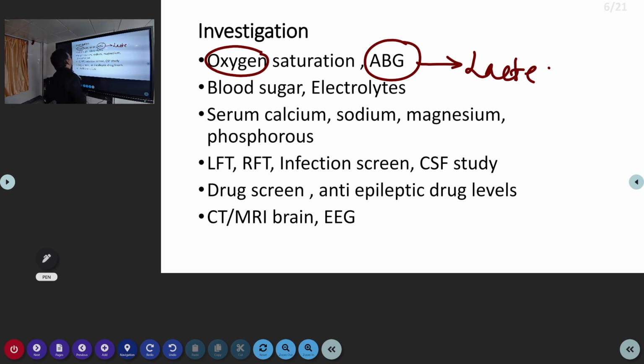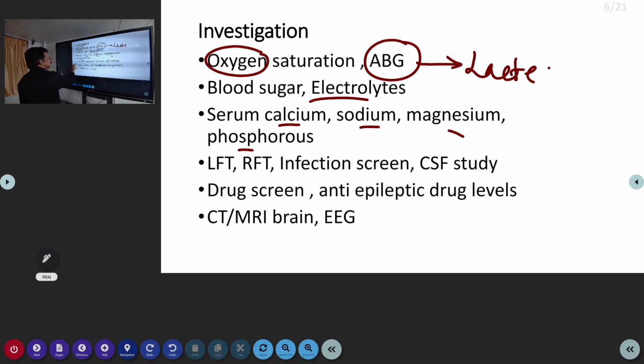Okay. Now, blood sugar is very important. Hypoglycemia and hyperglycemia can produce seizure. Continuous seizure can produce hypoglycemia. Electrolyte imbalance, we have already seen hyponatremia, hypernatremia, hypocalcemia, hypercalcemia, hypomagnesemia. Almost all types of electrolyte imbalance can produce seizures. Calcium is very important, sodium is very important, magnesium is very important, phosphorus is very important. So, when you are taking blood, you have to see all these electrolytes.